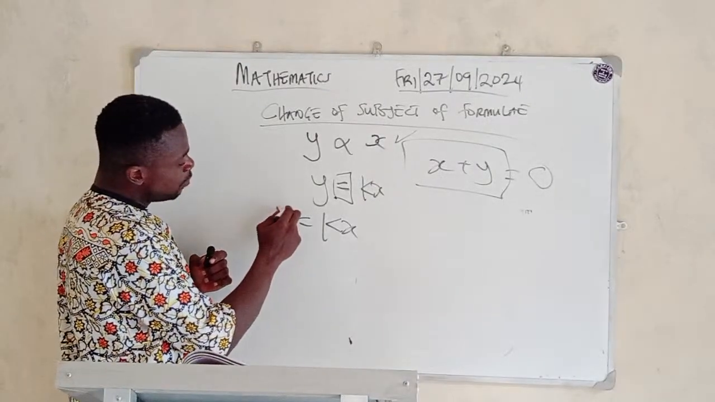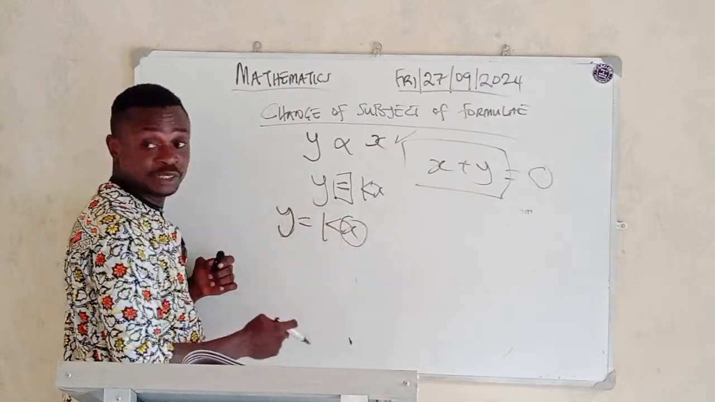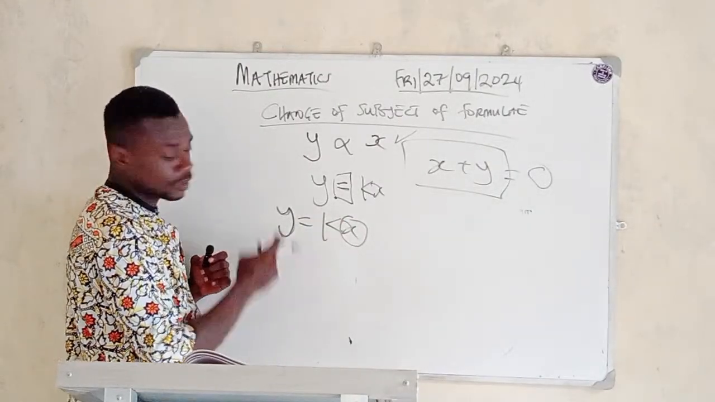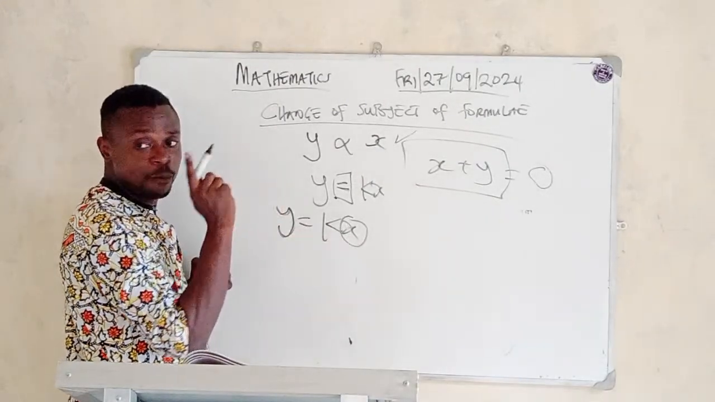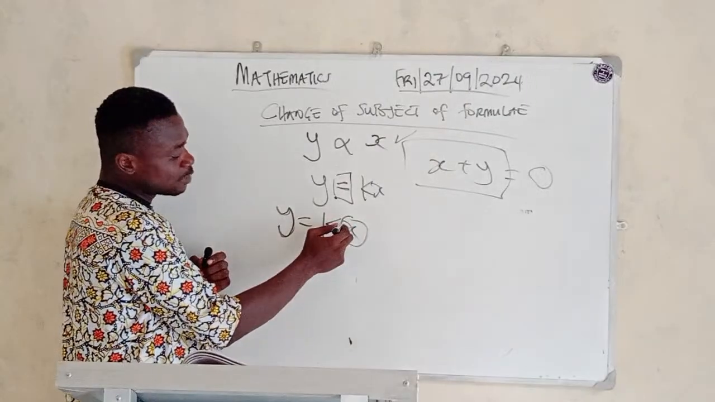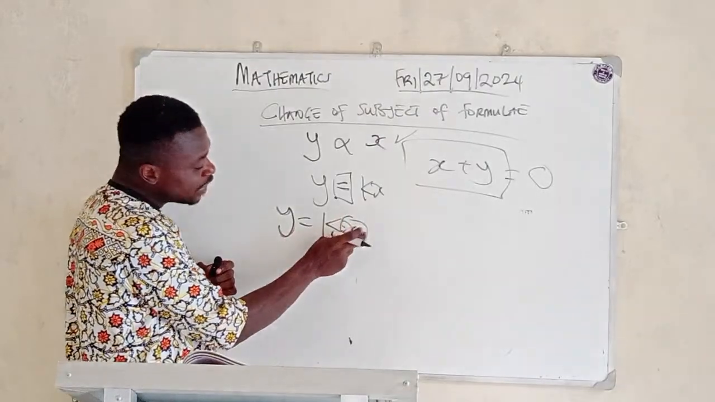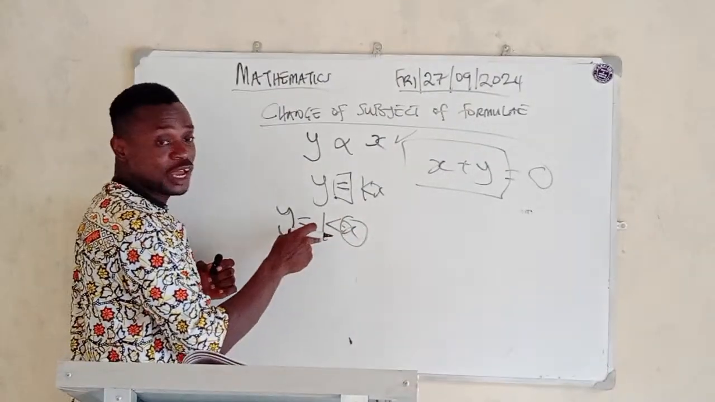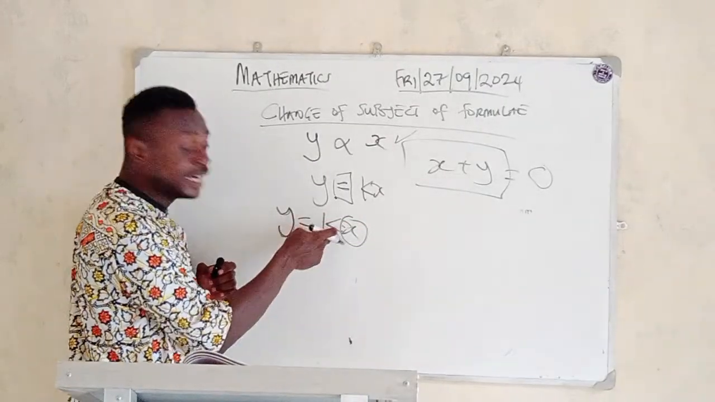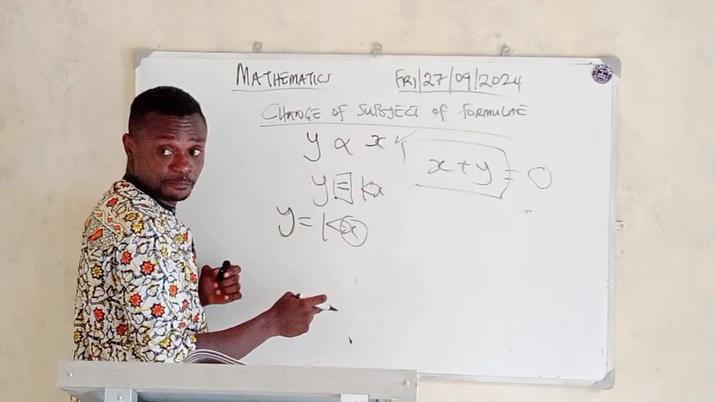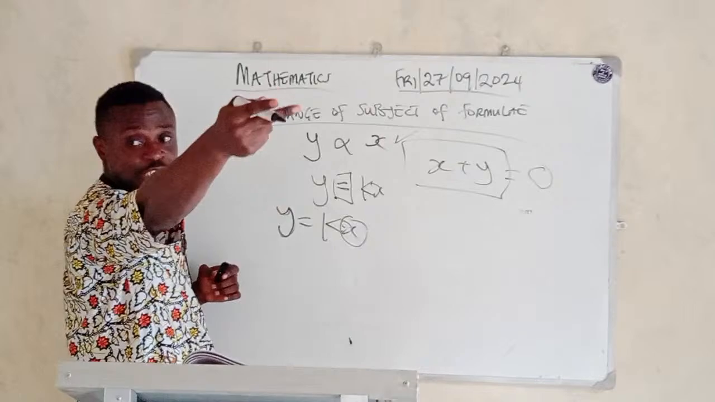The subject of the formula here is y. Am I communicating? You may get to a point where you need to make this x the subject of the formula. Now, if you watch y is equal to kx, the operation between k and x is multiplication. So for you to be able to free this x, you will use an operation that is opposite to what is holding this x here. Because this is multiplication, you divide. Multiplication opposite is what? Division.